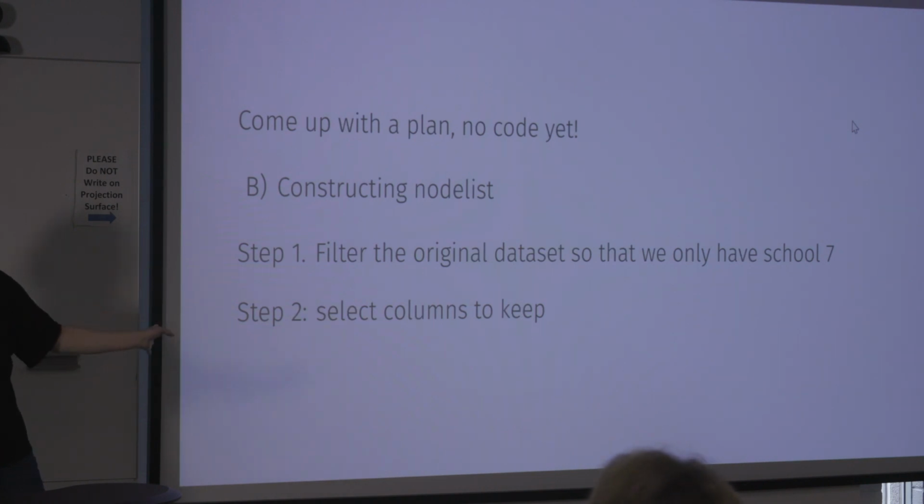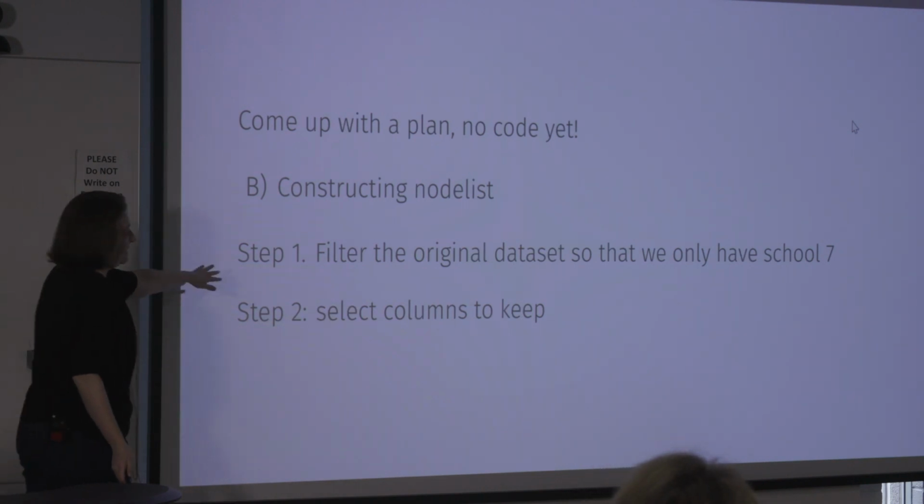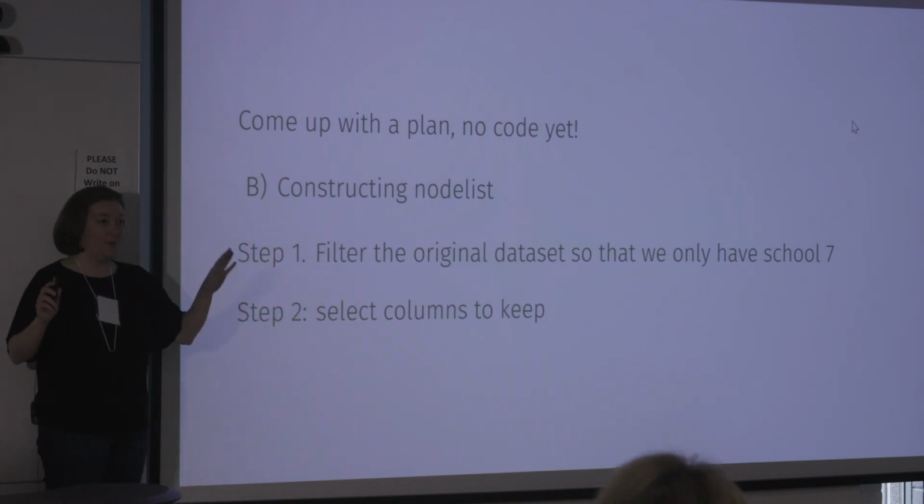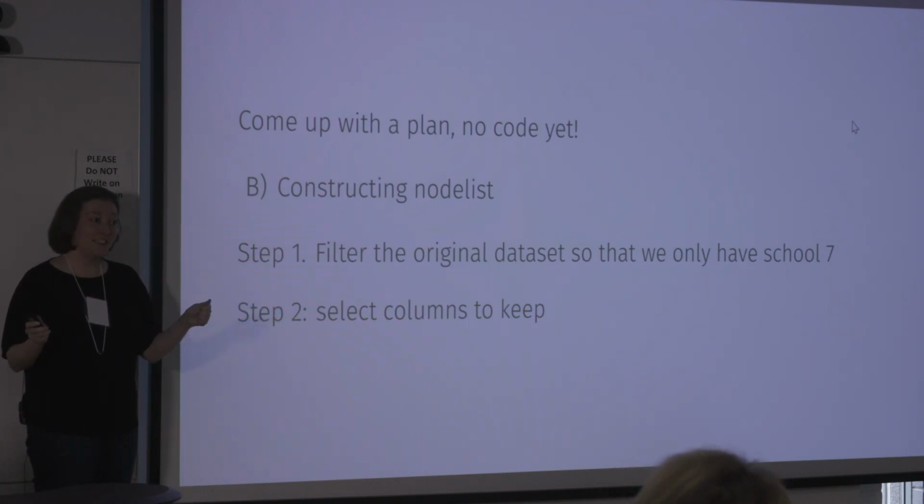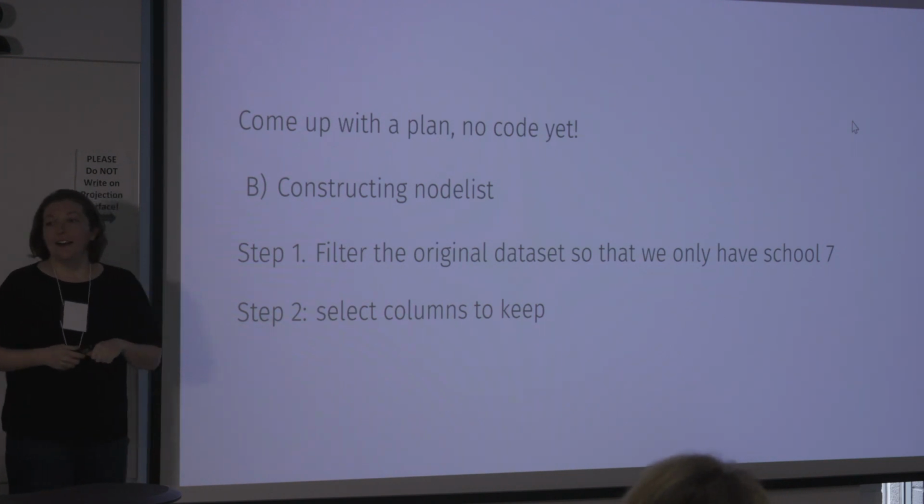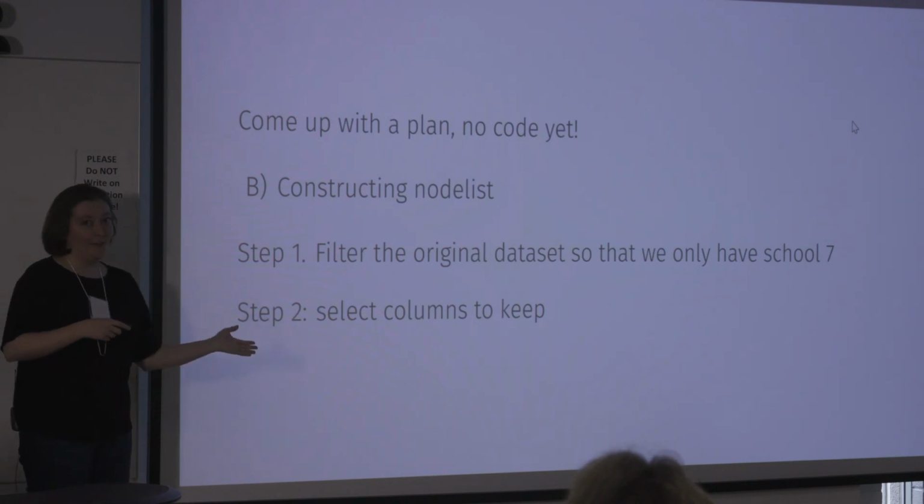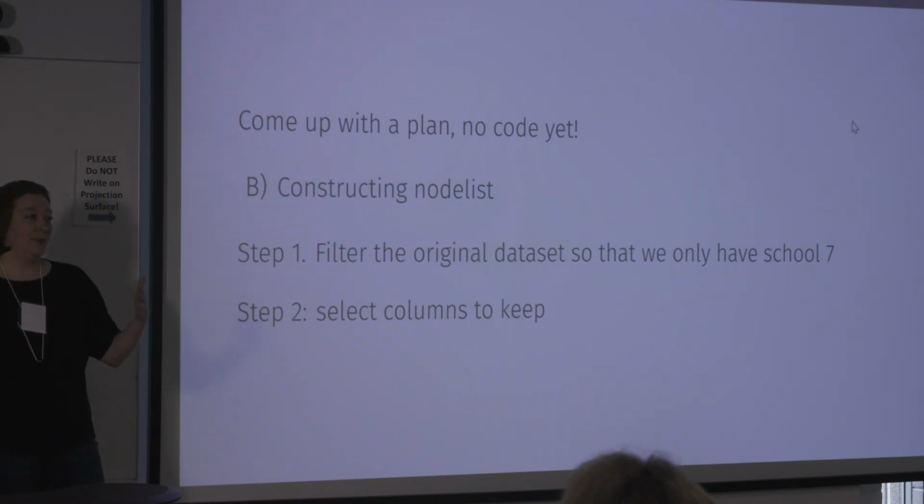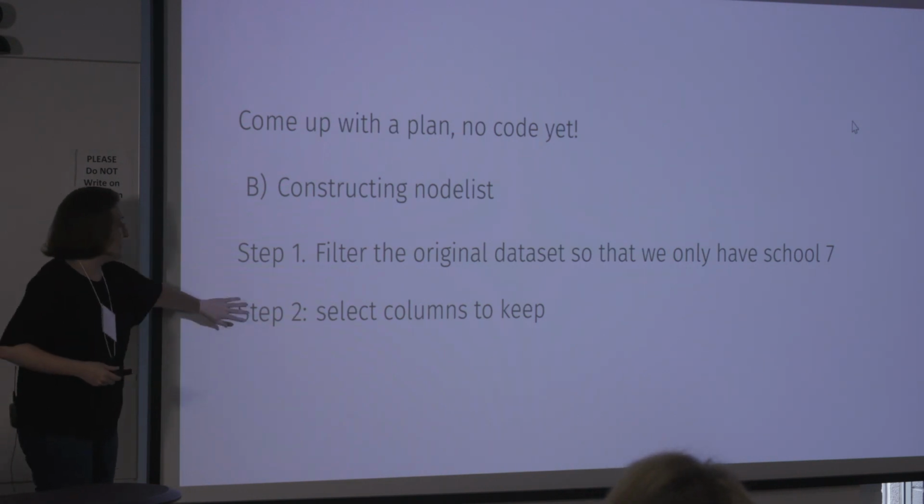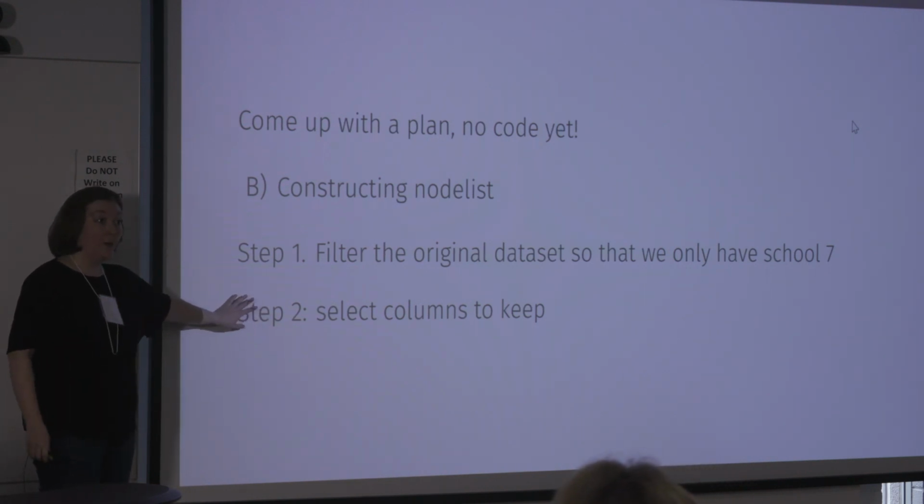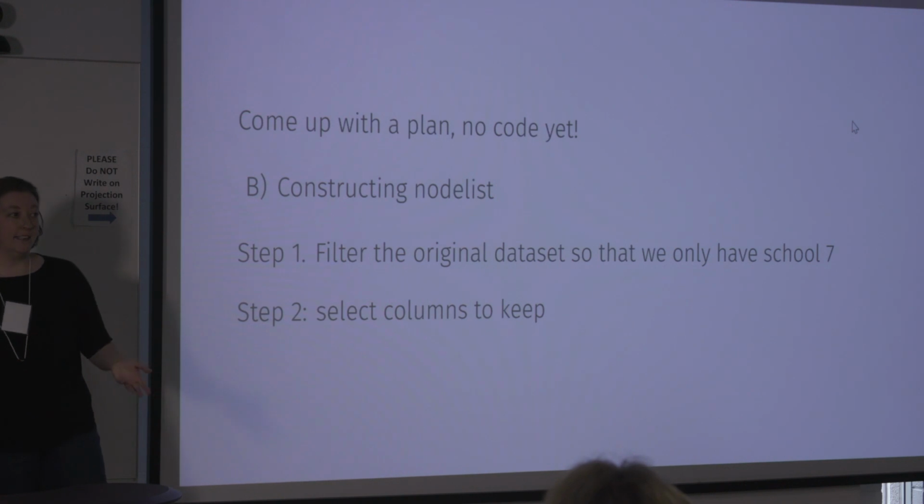So that was our plan for our edge list. And our plan for our node list is, again, to also filter the original data sets, so we only have school 7. You really need to make sure that you have matching edge lists and node lists. Otherwise, you'll get a lot of errors. Usually, if it says it doesn't exist, or you have extra vertices or something, that's usually a filtering problem. And then for the node list, you want to select the columns or individual node attributes you want to keep for your analysis if they're relevant.